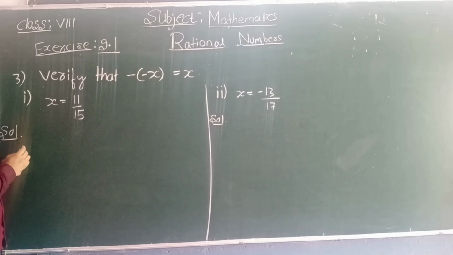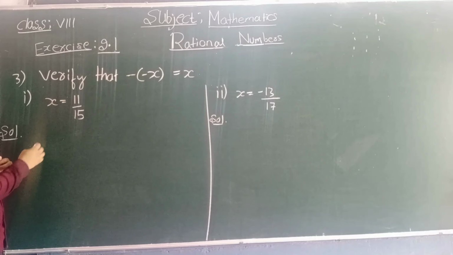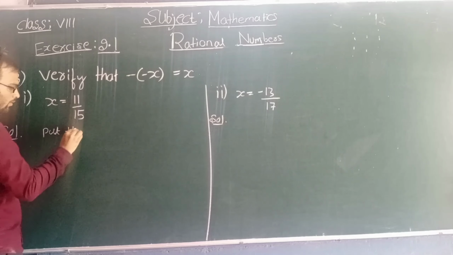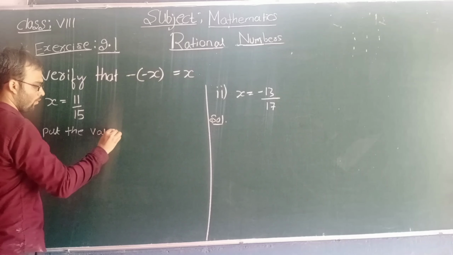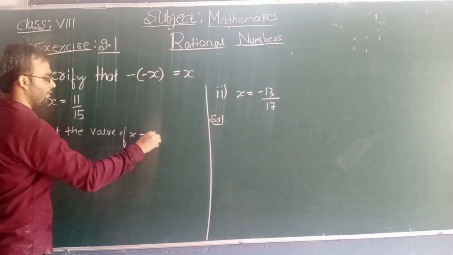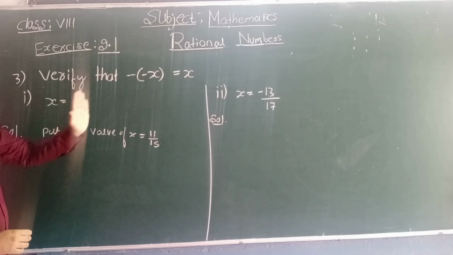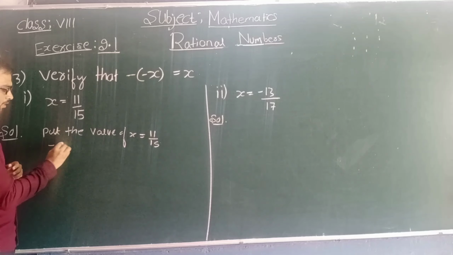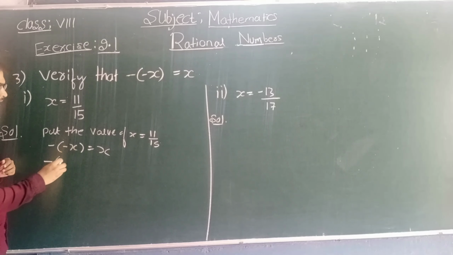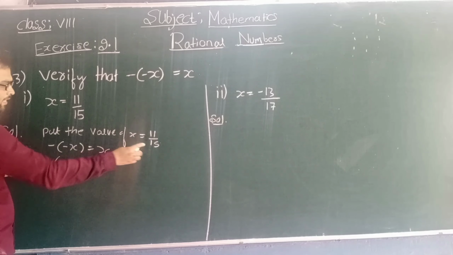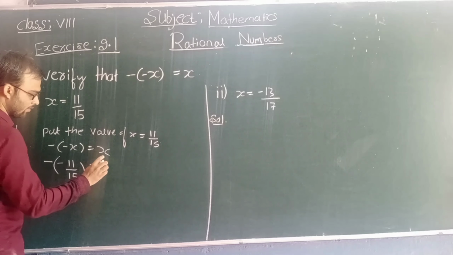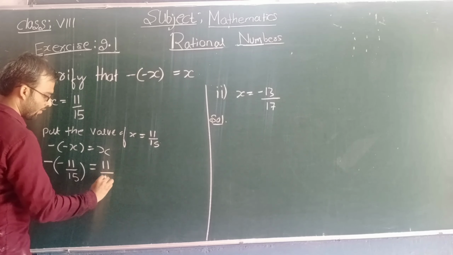Okay, so look at here. Now put the value of x equal to 11 by 15 in that expression: minus of minus x is equal to x. So minus of minus. Okay, so what is x? 11 by 15. And what is here? x, that is 11 by 15.